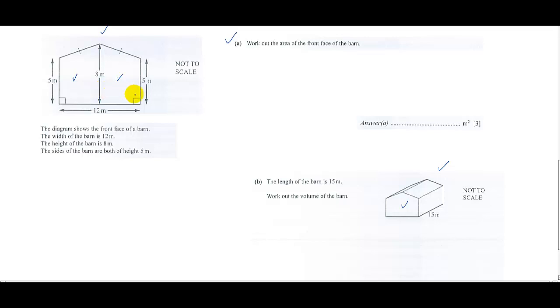Okay, so let me use another way to find the area of the front face of the bone. So let me join this. Okay. So the total length, this is 12, this is 12. As these two sides are equal, this is an isosceles triangle. So this is 12, then it is 6, 6.